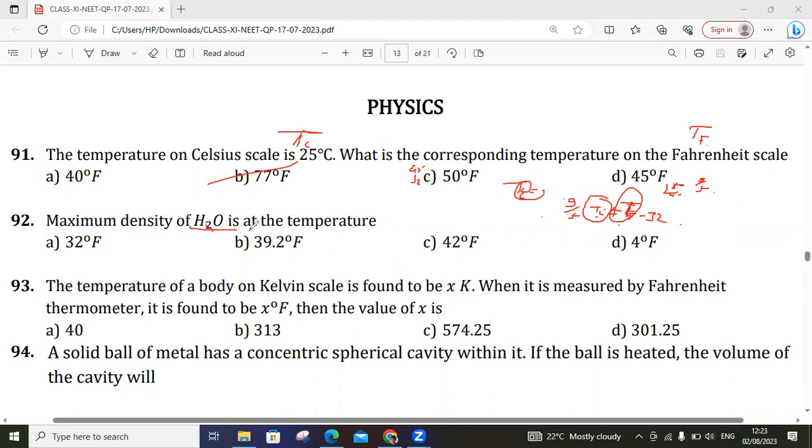Maximum density of H2O is at which temperature? It is at 4 degrees Celsius. They are asking that in degree Fahrenheit. So again, same formula. If we use 4, 9 fours are 36. 36 by 5 will get 7.2 plus 32, 39.2. Yeah.